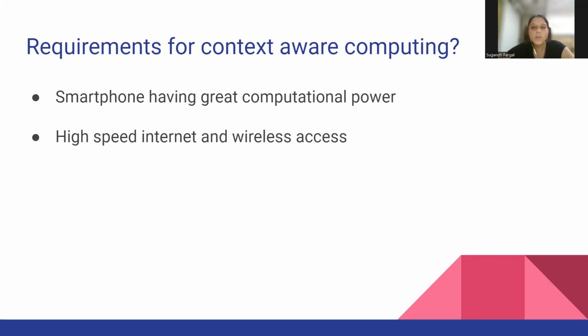The next requirement of context-aware computing is high-speed internet and wireless access. With good internet speed and wireless access, the context mapping can be done easily. And because the context needs to be mapped for a longer duration of time to make an analysis, we need to have a constant internet speed and wireless access.